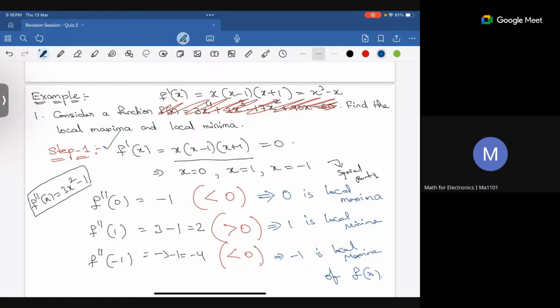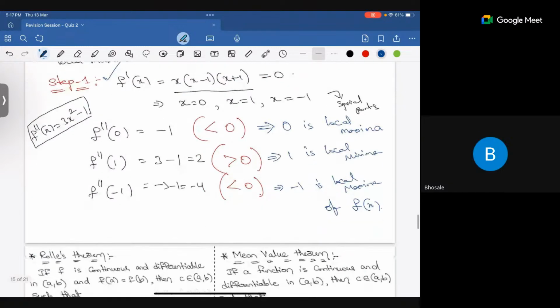But this is how you should check. Firstly, you should find the roots of f prime of x equals 0. And once you get the roots, those roots are your special points. So they will be either local maxima or local minima. In order to conclude which one is which, you have to compute f double prime at those points and see if it is less than 0, it will be local maxima. If it is greater than 0, it will be local minima. Is this okay?